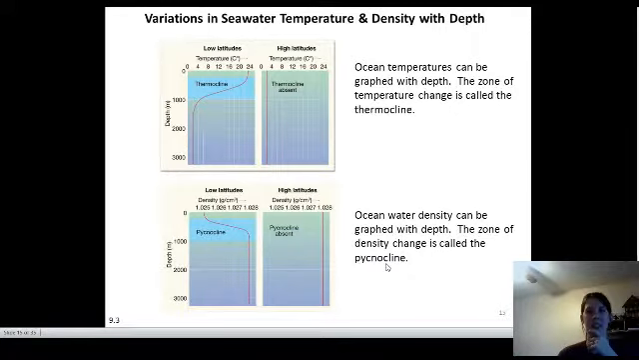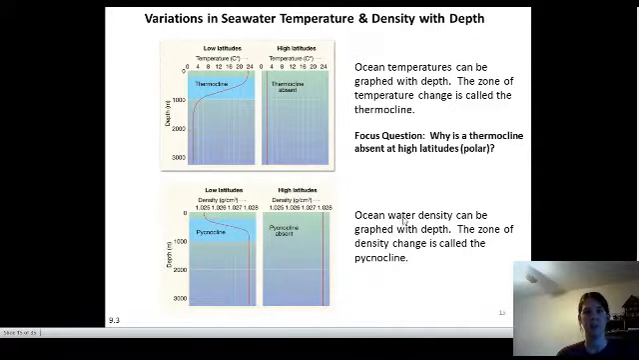Ocean density can also be graphed. The zone of density change is called the pycnocline. Now you can see here, these correlate roughly with each other. Typically the density changes much faster and much earlier than the temperature does with depth. So why is a thermocline absent at high latitudes?